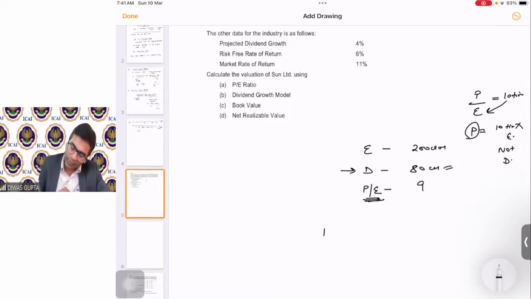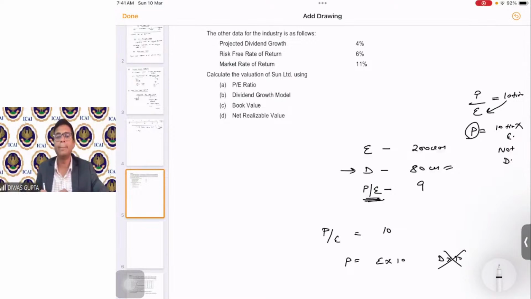So, what is PE ratio? This, let's say, right? So, price will become earnings into 10. It will never become dividend into 10. Okay? Perfect. Understanding clear?